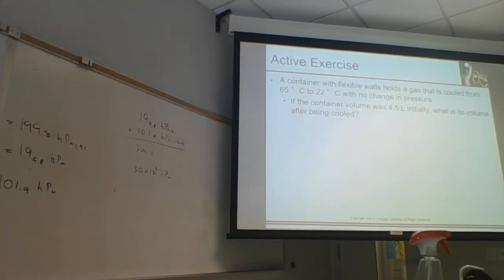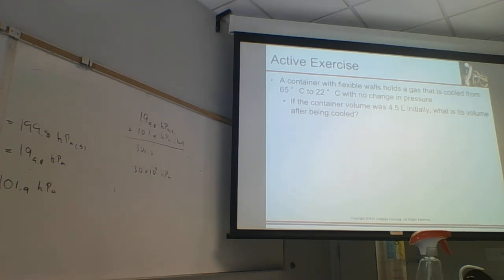And so what we can do is we can say this. We see T1, we're going to say is 65 degrees C. And then T2 is 22 degrees C. And then V1 is 4.5 liters. And then V2 is what we're trying to solve for. And so what we're going to do is we're going to rearrange Charles' law to this. V2 is equal to this. I'm going to put T2 over T1 times V1.